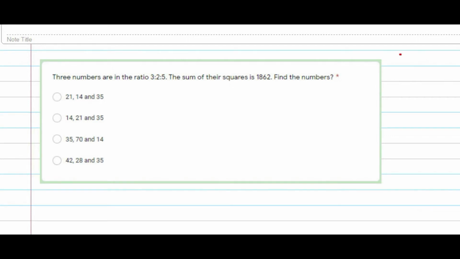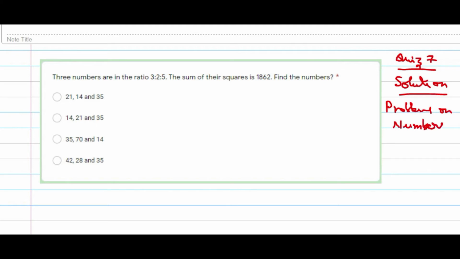This is quiz 7 solutions. So you see, quiz 7 was constructed based on problems on numbers and surds. Okay, so it's very simple. So please concentrate and try to learn better. This is the first problem. This is the first question.